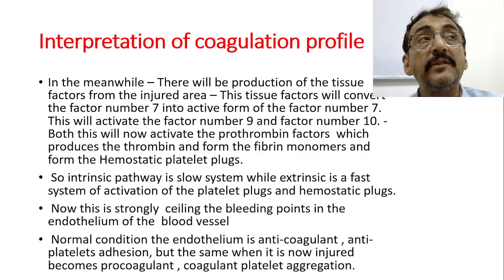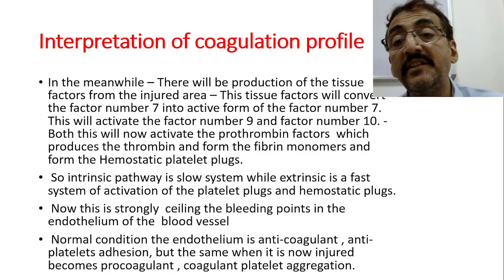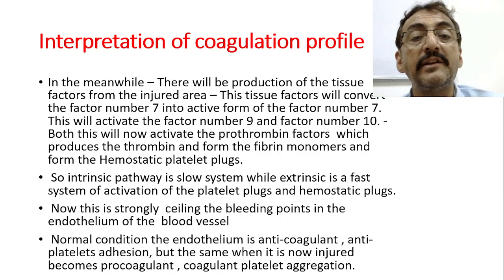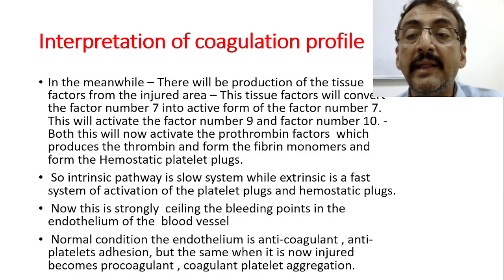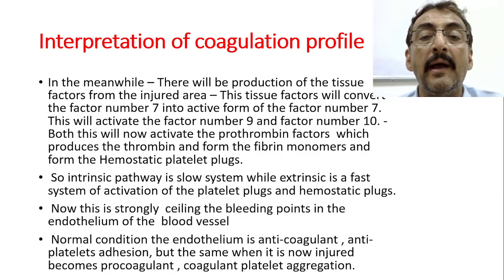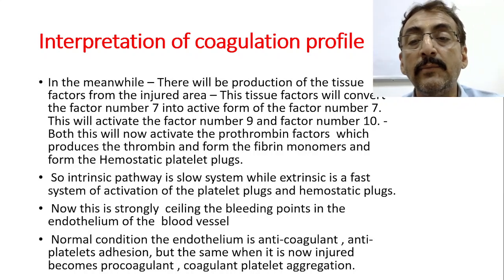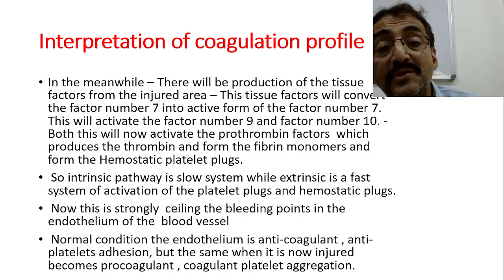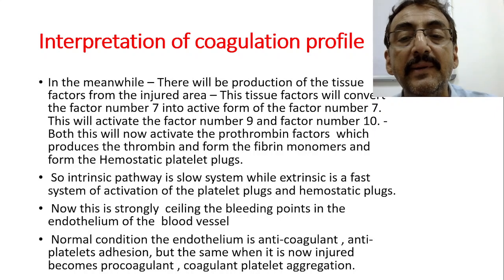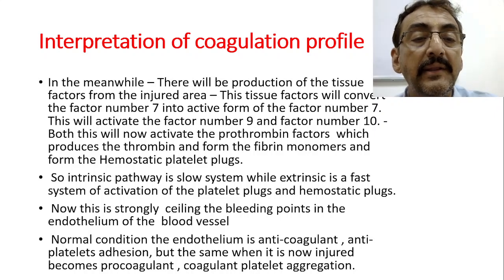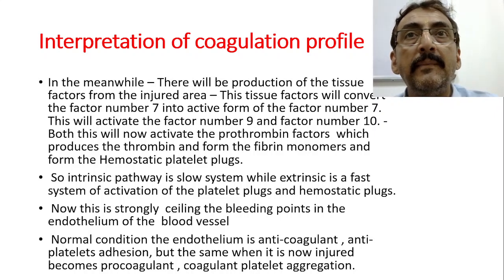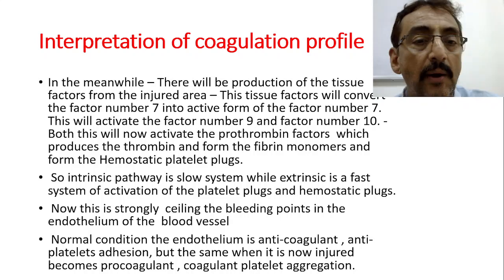So the intrinsic pathway is a little slow system, while the extrinsic pathway is a fast system of activation of the platelet plugs and hemostatic plug, or formation of the strong platelet plug. Now this is strongly sealing. ये जो mesh बन गया, now this is going to strongly seal the bleeding points in the endothelium, and the blood leakage is going to stop.